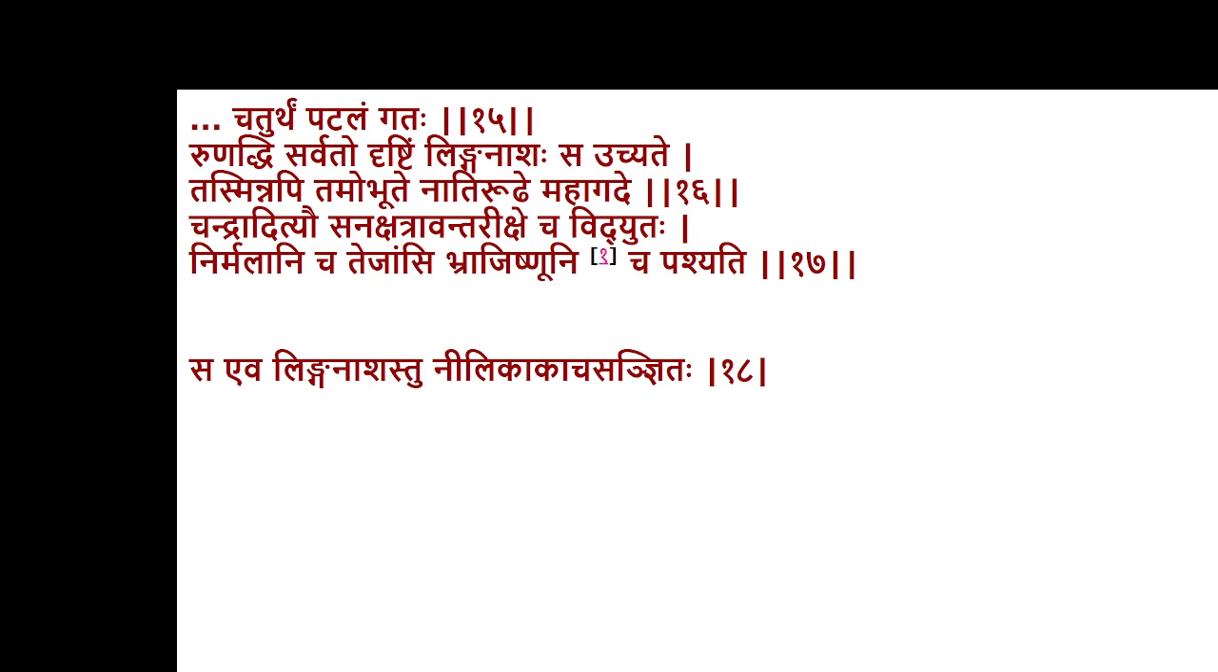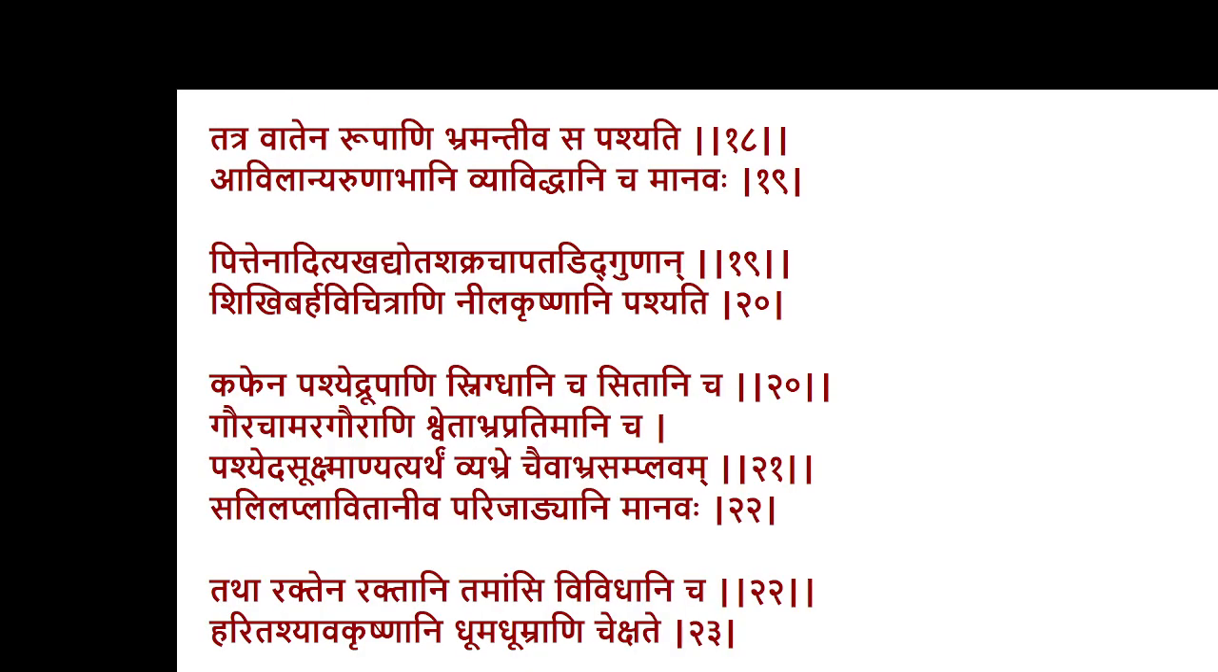Now, in a Chaturtha Patalagata or Linganasha, the vision will be completely obstructed, or occasionally the vision may be limited to seeing a very bright object like the sun or moon or stars. Occasionally these may be seen, but others may not be seen. And the same Linganasha is called Nilika Kacha Sannidaha. The other names are Nilika and Kacha.